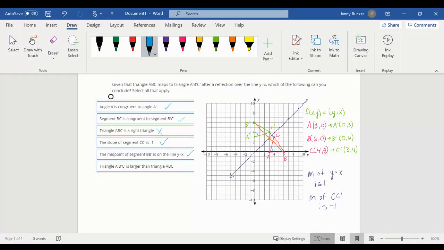Triangle A prime, B prime, C prime is larger than triangle ABC. This is not true because triangle A prime, B prime, C prime was the result of a reflection, which is an isometry or rigid motion.